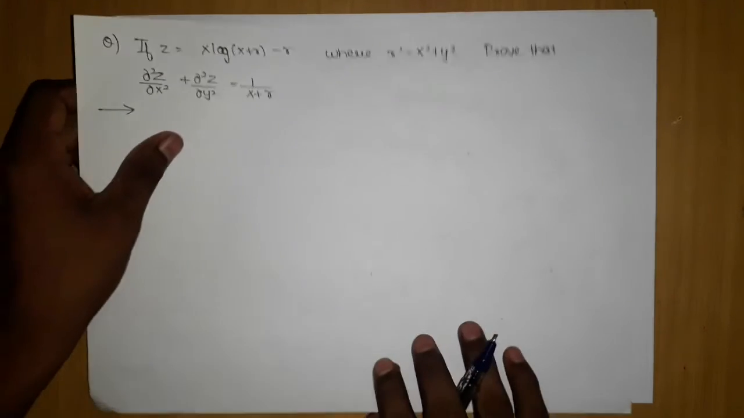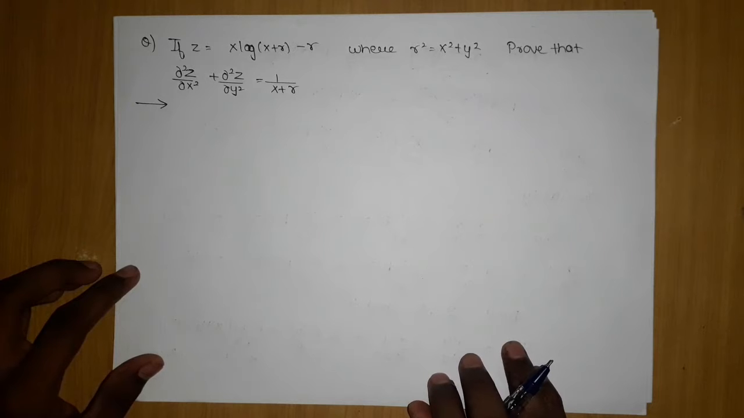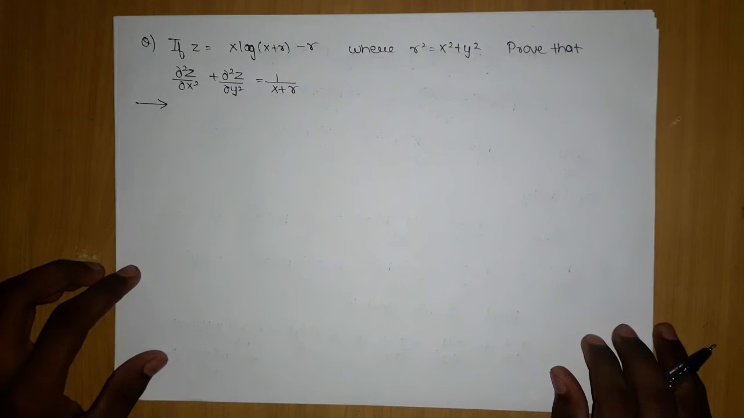The next question is as follows, which says: if z equals x log of x plus r minus r, where r square equals x square plus y square, prove that dou square z by dou x square plus dou square z by dou y square equals 1 by x plus r.